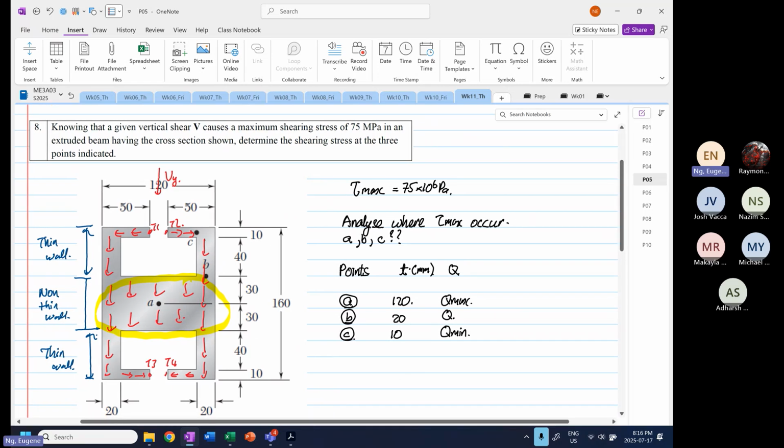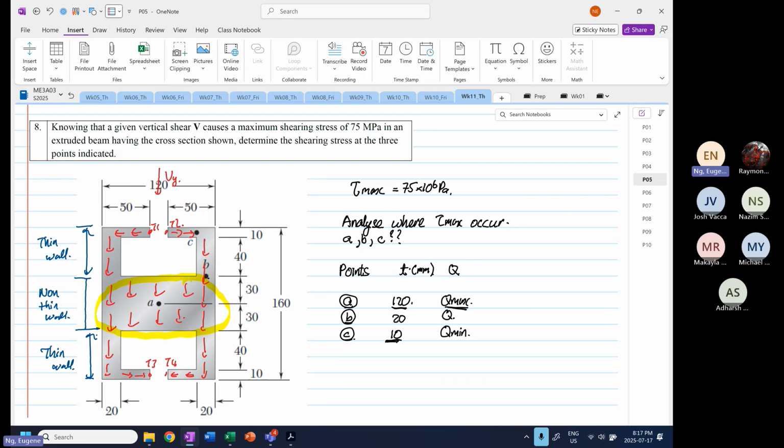Before I go there, why did they pick point A, point B, and point C? Because at point A you have Q max. At point C, you have Q mean. At point B, the thickness is 20, not the smallest, but small enough, but you have your first moment of area. So we don't know where Q max or where tau max will occur.